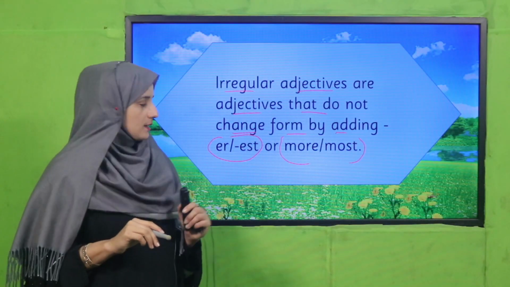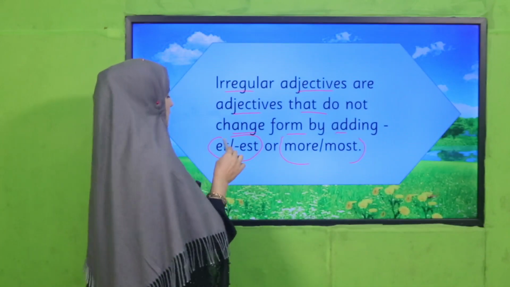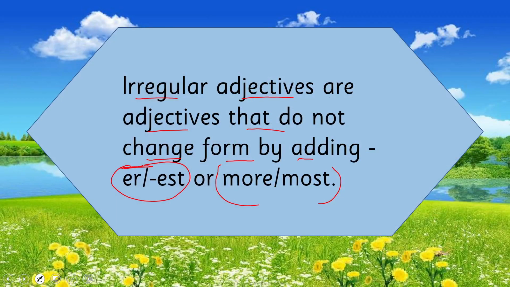These are called irregular adjectives and there is no change. We don't add er, est. We just use more or most. Okay, they do not form their degree, my dear students, by adding er, est. When we want to highlight its degrees, we use more or most.